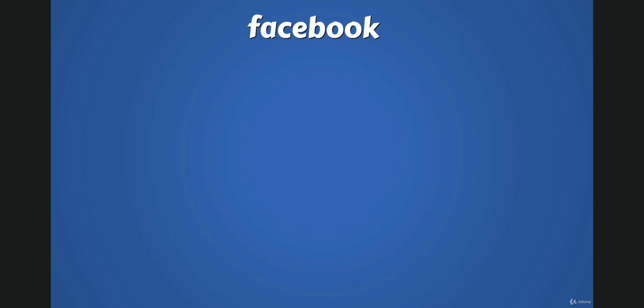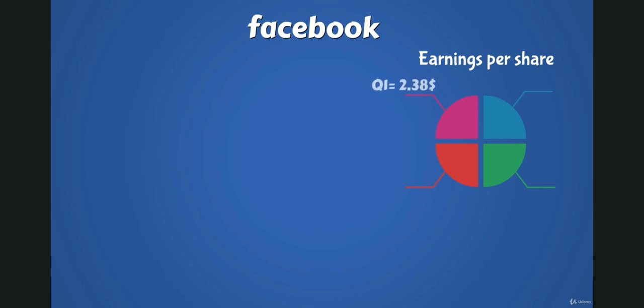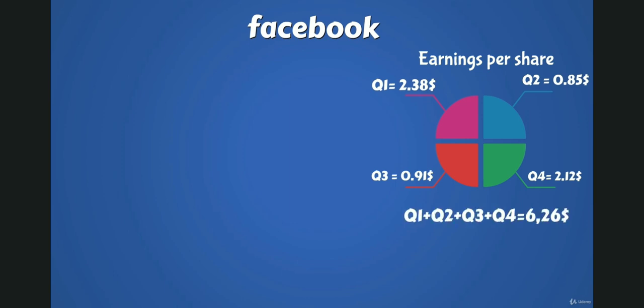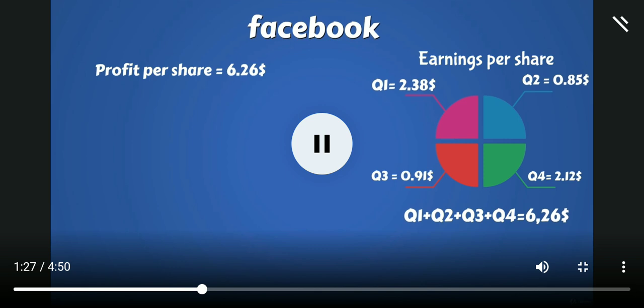Next, let's take the example of Facebook. And unless you've been living under a rock your entire life, it's a company that we all know. The earnings per one Facebook share for the last 4 quarters were equal to $2.38 for quarter 1, 85 cents for quarter 2, 91 cents for quarter 3, and $2.12 for quarter 4. So, to get the annual earnings per one share of Facebook, we simply add all of these numbers together, meaning the annual earning per share is $6.26. And it's this $6.26 that tells us how much profit per share Facebook made last year.